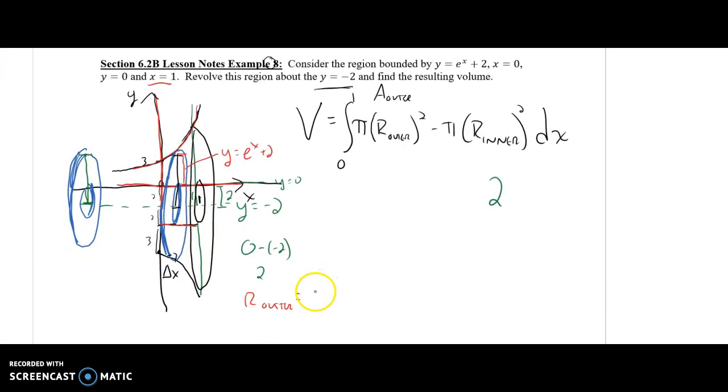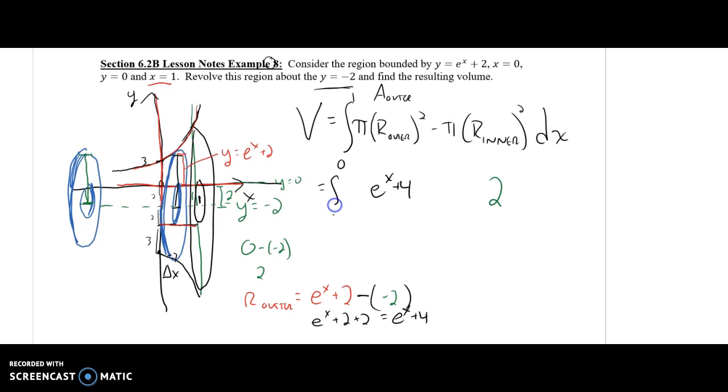Okay, so we're really going to take this e to the x plus 2, and we're going to subtract this lower function. So what we're doing here is we're taking minus, and then the lower function happens to be negative 2. So you'll see that we actually do end up adding the 2. So whether you think of it as this distance plus a distance, or this subtracted from a value, this minus a negative value, either way you'll end up with e to the x plus 4. And that's going to be my outer radius.